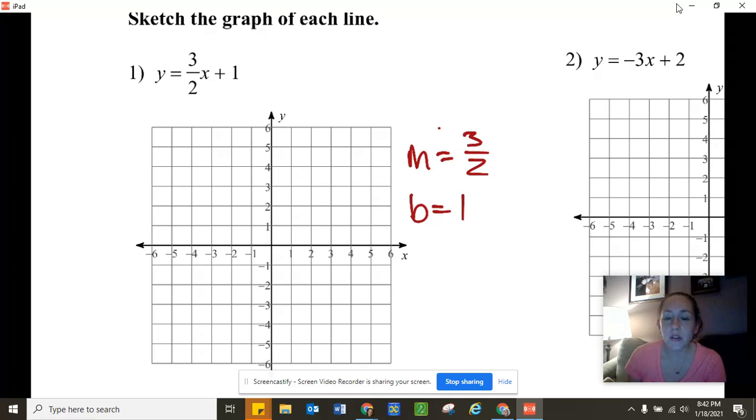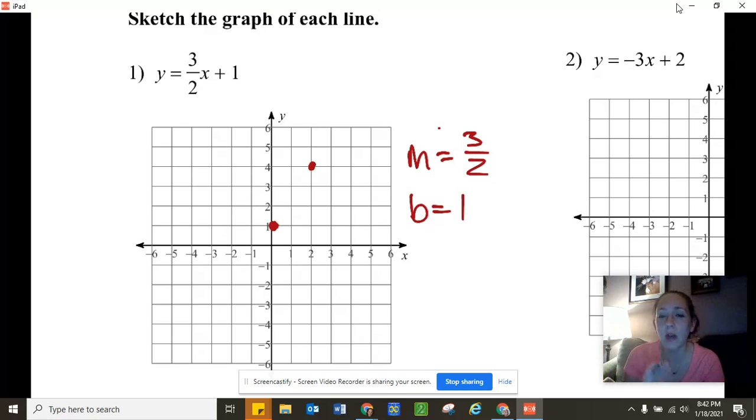So I'm going to start at 1 on the y-axis, and then I'm going to do rise over run. So I'm going to go up 3 spaces and right 2. So if it's a positive slope, you go up and right. If it was a negative slope, we go down and right.